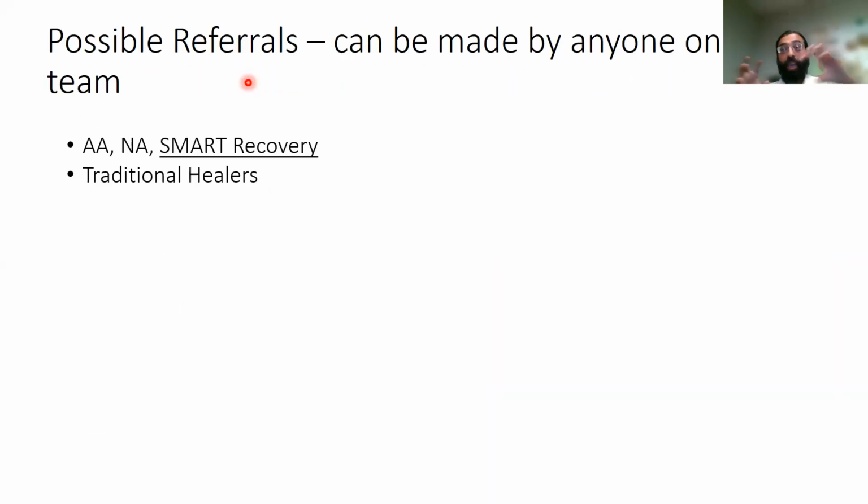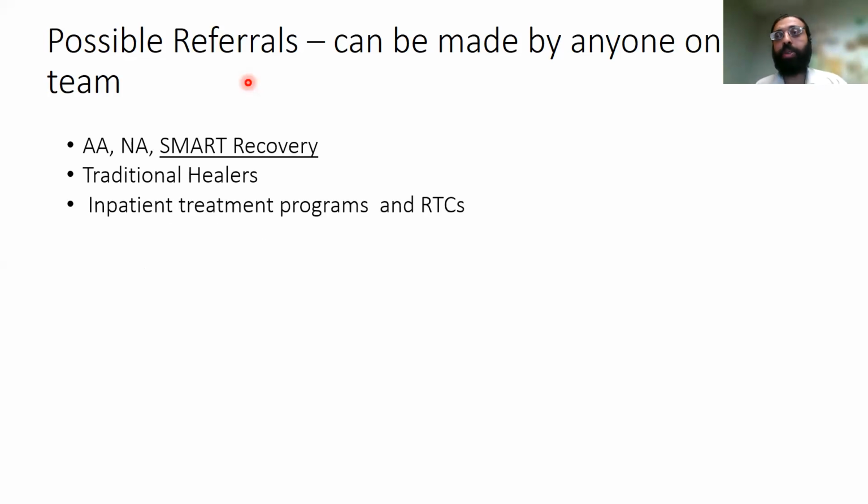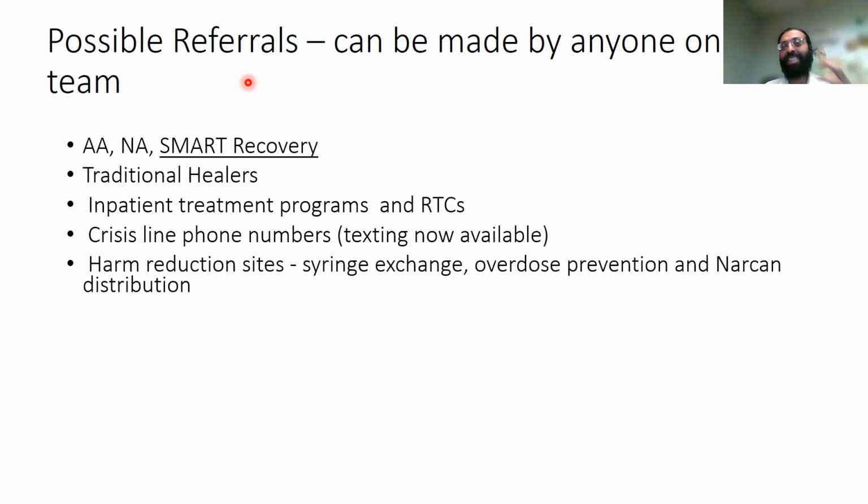And then we can again bring in other things as needed, as important to the patient as resonates with the patient. This can include things like 12-step programs, right? Many of our patients at ASAP find SMART Recovery really resonates with them. Traditional healers, inpatient treatment programs, right? Residential communities, crisis line. So all these things, harm reduction sites, including syringe exchange, overdose prevention, right?